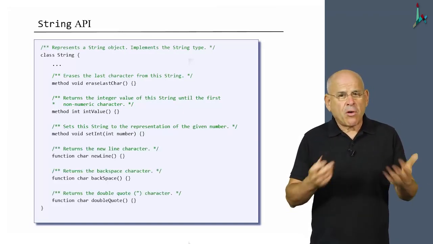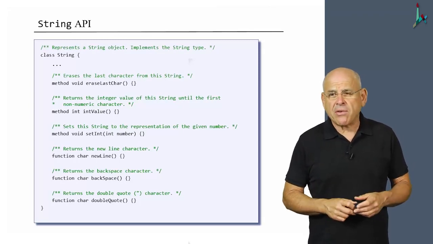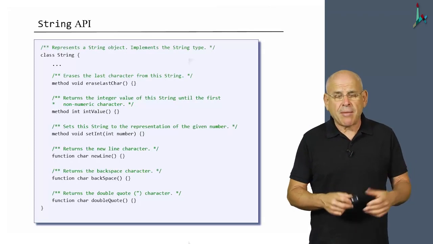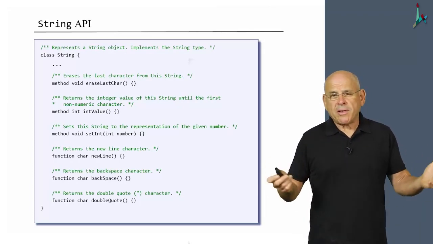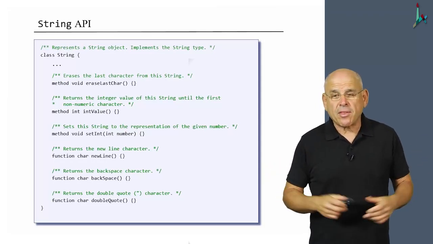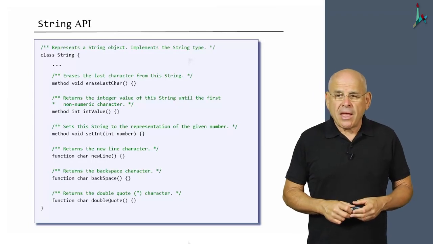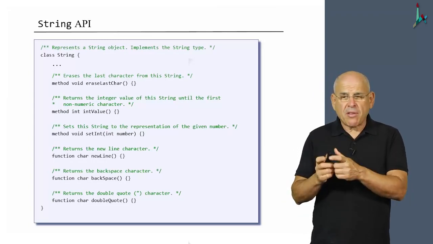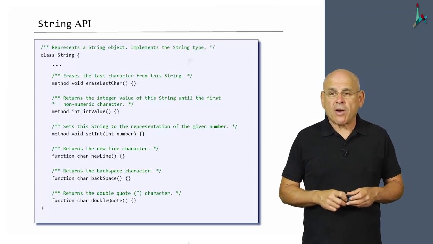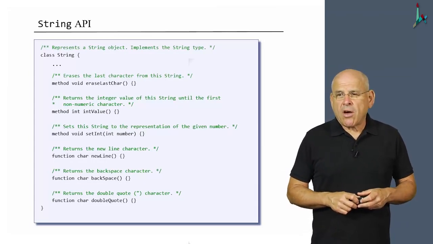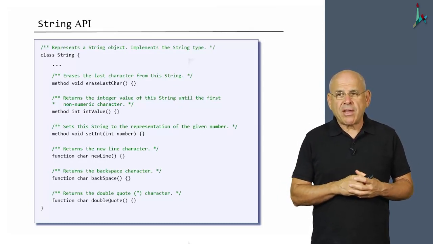And then we have three more methods that return the ASCII values of newLine, backSpace, and doubleQuote, which is convenient to have because, first of all, programmers routinely forget what these values are, and there's no reason in the world to remember them. And second of all, if you use these method calls instead of actual constants, your code will be far more readable. So these are the methods, or the API, of the string class.